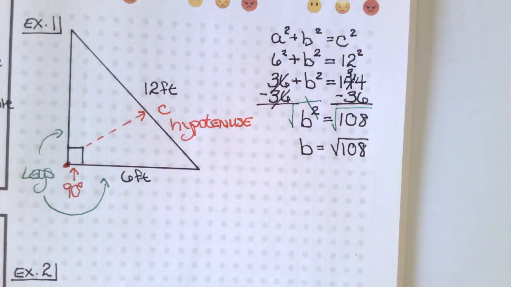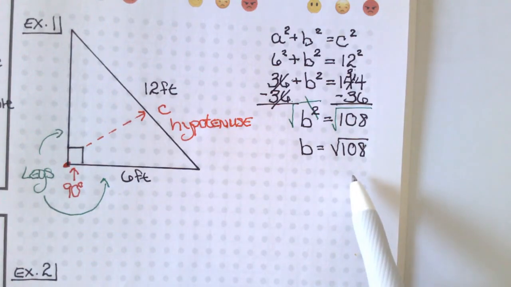So now, square root of 108. Now I know 108, because I understand my squares, the square root of 108 is not a perfect square root. So it's not like I can break it down and get a whole number. Because if you try to use a calculator, this is definitely going to give you a decimal.